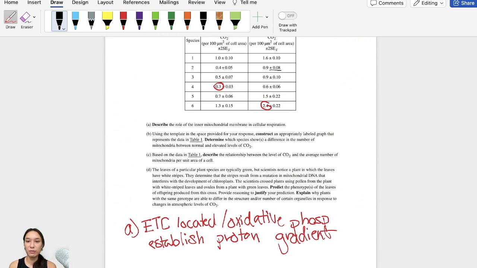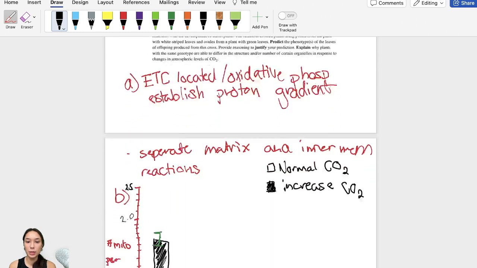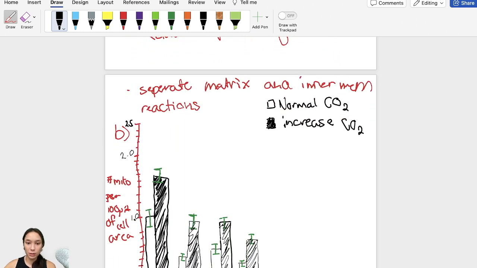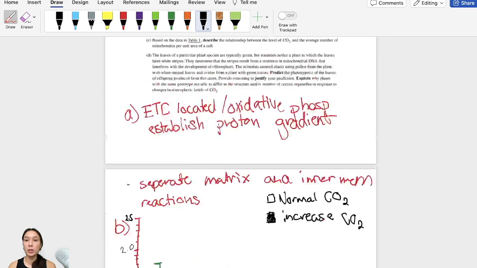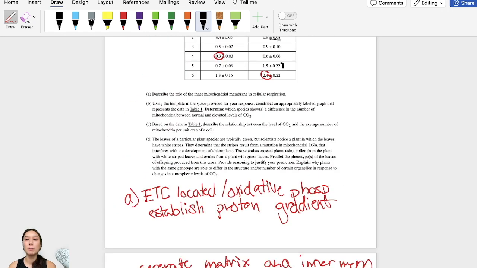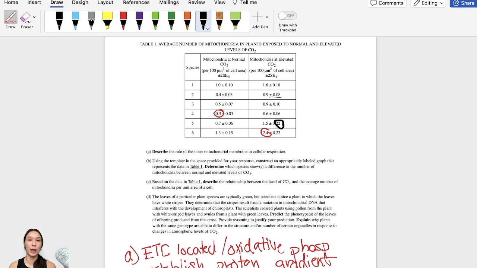Species 5, we have 0.7 plus or minus 0.06. So 0.7 should be 1, 2, 3, 4, 5, 6, 7. So it should be a little bit higher than obviously our 0.6. Error bar. And then increased CO2 is 1.5. So that's a pretty big number, plus or minus 0.22. So these should be much bigger than your other error bars. They're like double the size. So make sure you show that.